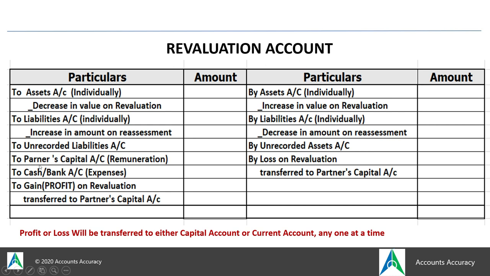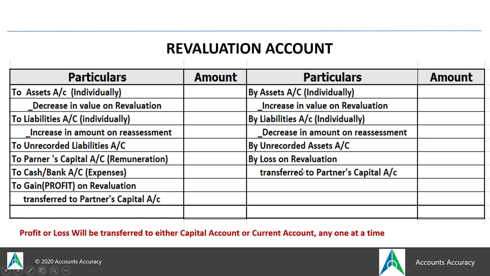Next, we have partners' capital account, that is remuneration. If any remuneration is required to be paid to any partner, then that also is debited, because this is an expense of the company and all expenses should be debited. On the other hand, if any other expenses, that is revaluation expense, take place, that again gets debited, because all expenses are debited. So that is also debited to the revaluation account.